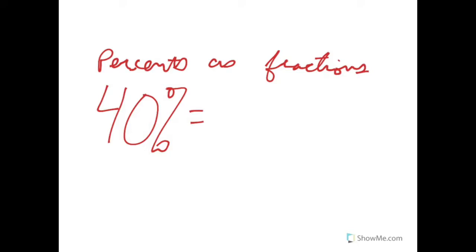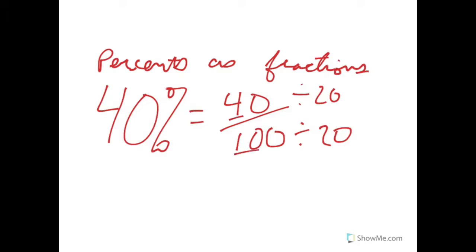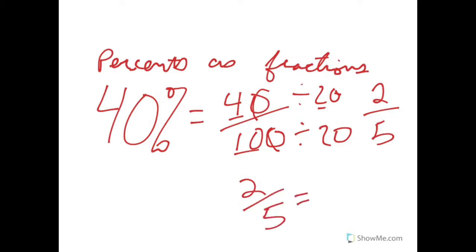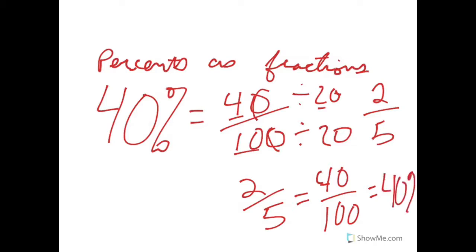40%. Well, I know that that's 40 per 100. So that's 40 out of 100. Looking at this, I know I could divide those both by 20. I can think of 4 and 10 can both be divided by 2, and then there's zeros left over. So I can divide those by 20, and 40 divided by 20 gives me 2. 100 divided by 20 gives me 5. So I end up with 2/5 as my fraction. It's the same as 40 hundredths. It's the same as 40%.